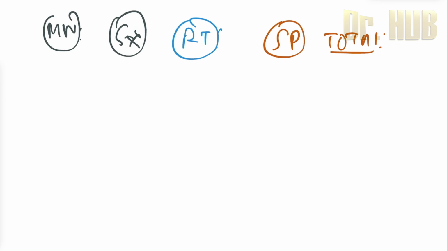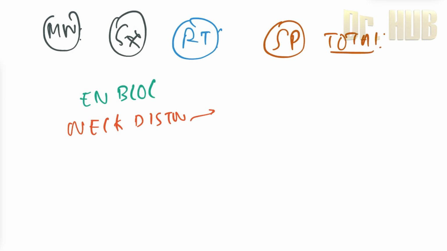For the other salivary gland tumors, en bloc excision of the tumor and the gland is done. Next is neck dissection. Neck dissection is performed in cases of clinically palpable nodes or high-grade malignancies.